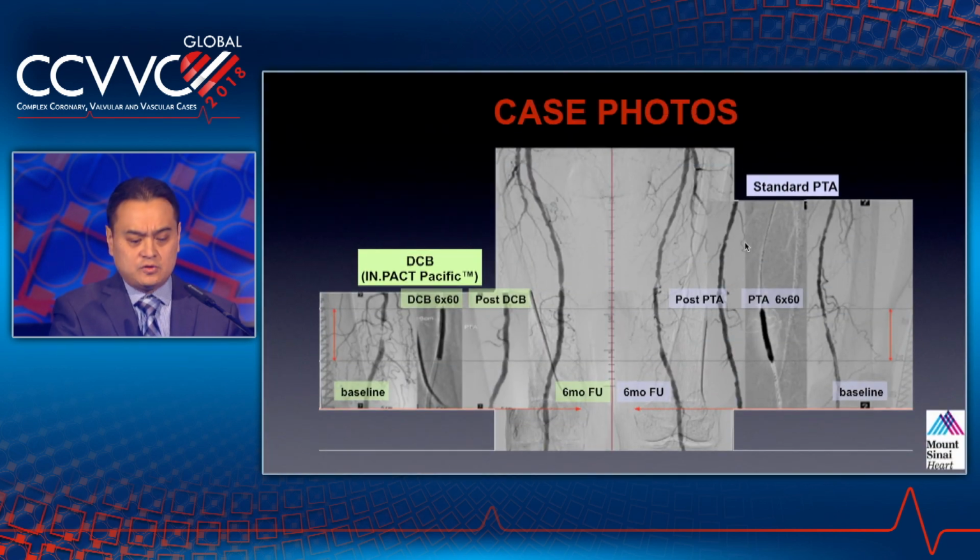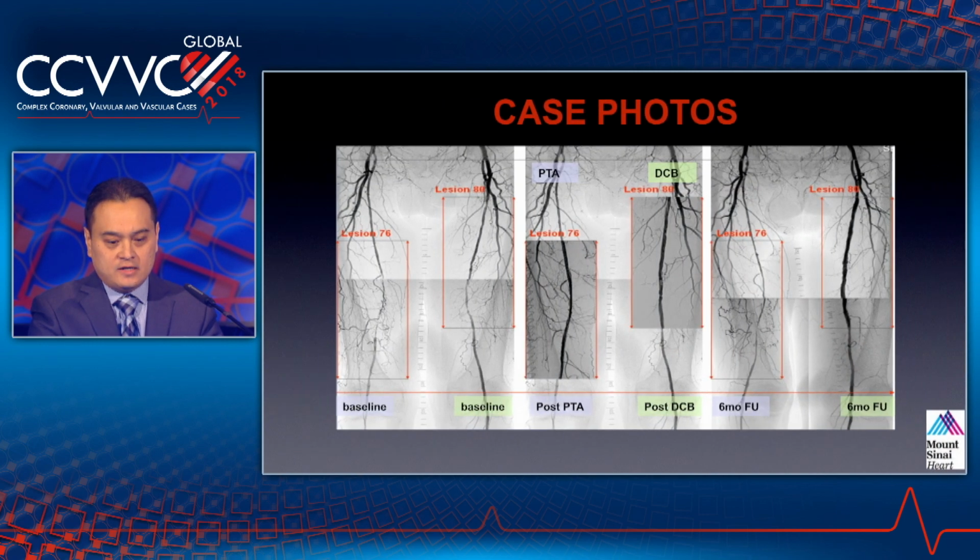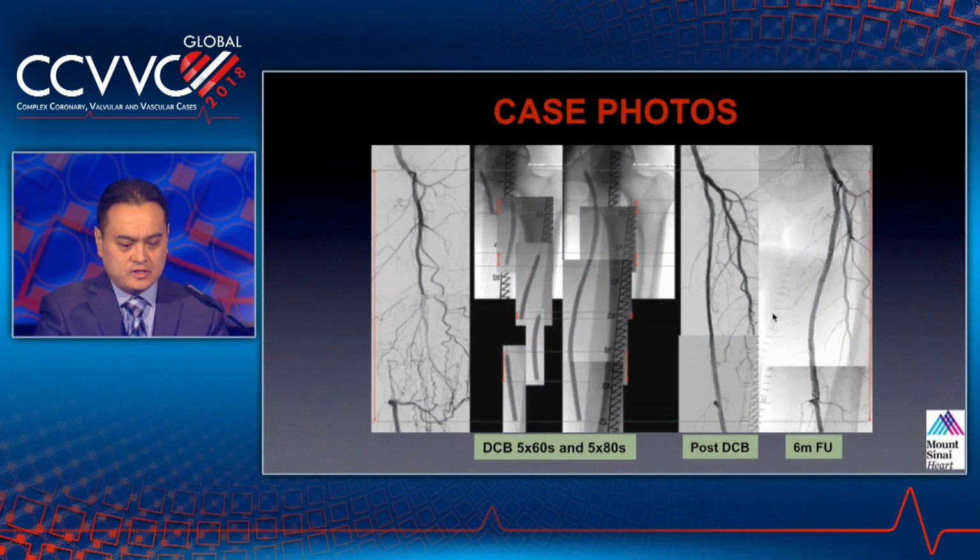Just to show you some case photos, baseline, as you can see here, we use the DCB, post-DCB 6 months follow-up, very nice. Same thing on this side, this is the standard side, showing you both legs. After 6 months, you can see there's restenosis that developed here, but the DCB one is still patent. Again, case photos showing you the same situation where regular PTA gets you restenosis after 6 months follow-up, while DCB still has patency, which is very nice.